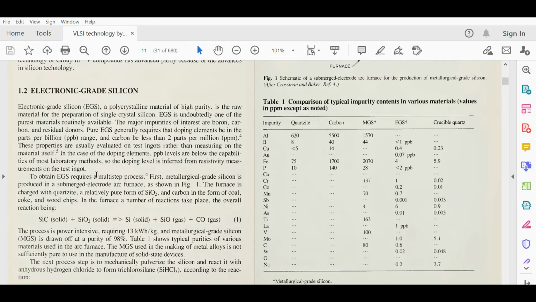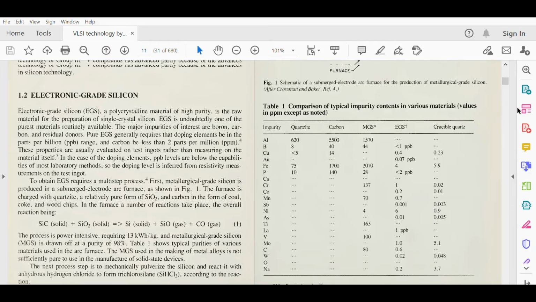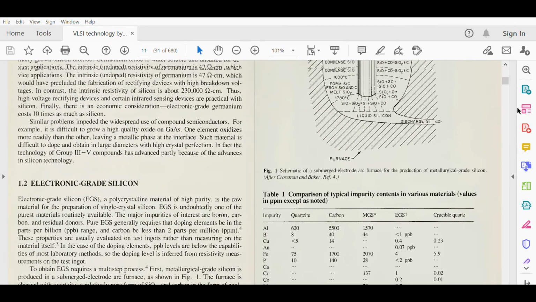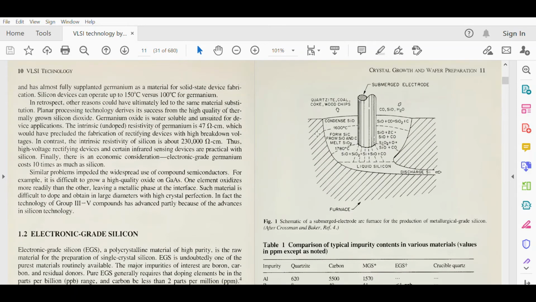To obtain EGS requires a multi-step process. First, metallurgical grade silicon is produced in a submerged electrode arc furnace as shown in the figure. Let me show this figure to you so that you can better understand. This is the furnace where the grade is produced. Here is the submerged electrode, and here you can see the condensed silicon oxide, and some chemical reactions are here. We need not remember this chemical reaction, it's just for demonstration purposes.